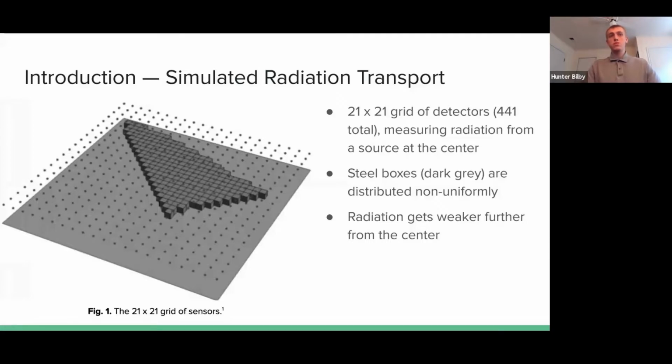This is a diagram of the simulation in which our data was collected that we got from Dr. Lutman. Each dot in the image represents a sensor that picks up the radiation of the simulation. The boxes on the plane are steel boxes that are there to introduce some interference for the sensors. It's a 21 by 21 grid of detectors measuring radiation from a source at the center.